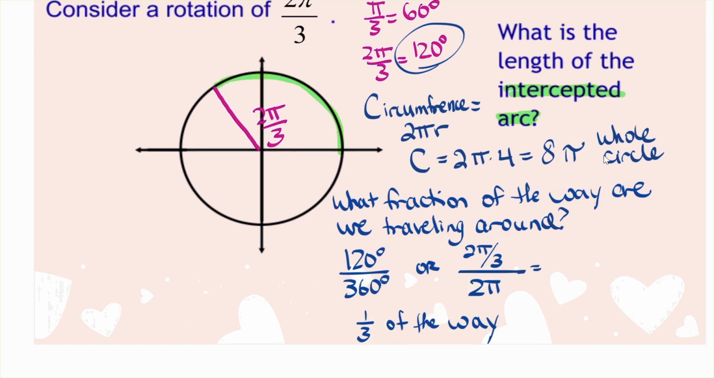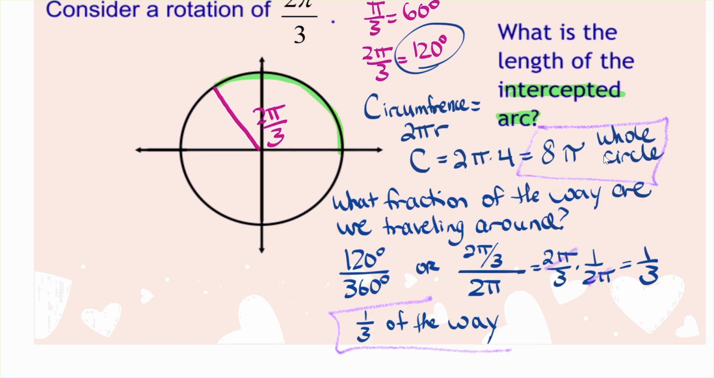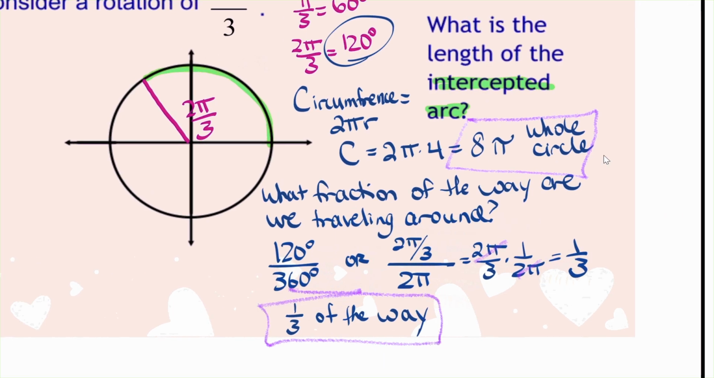Here I could reduce this to 1/3: 2 pi over 3 times the reciprocal of the denominator, 1 over 2 pi. The 2 pi's cancel, so you get 1/3 of the way around the circle. So a whole circle is 8 pi, and you're going 1/3 of the way around, so you're going 1/3 of 8 pi. In other words, 1/3 times 8 pi is the fraction of the circle you're covering times the whole circle.